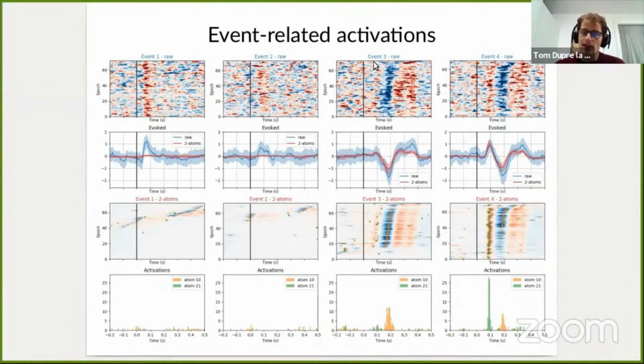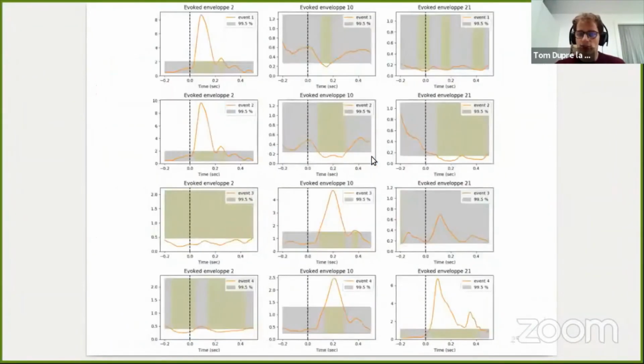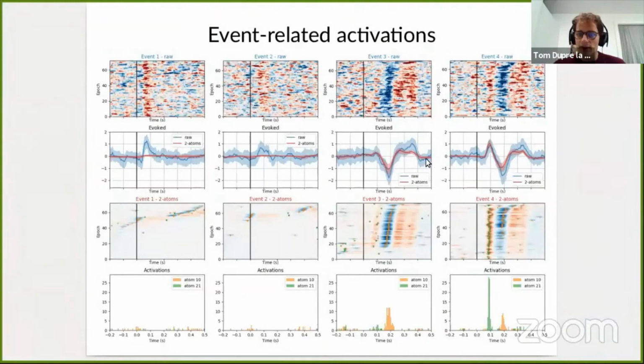So this is the raw data just aligned to this trigger at time 0, coded in blue and red. And this is the evoked, so the average of the different epochs, in blue. And in red, it's the approximation of the reconstructed signal with only 2 atoms. So with only 2 atoms, the 2 that I showed you here, this one and this one, you can actually reconstruct a lot of this trend, a lot of what's happening, and you can determine precisely the timing of the activation of this atom.